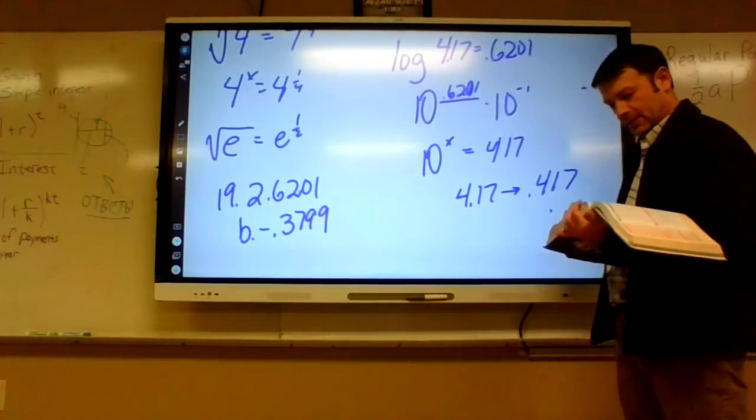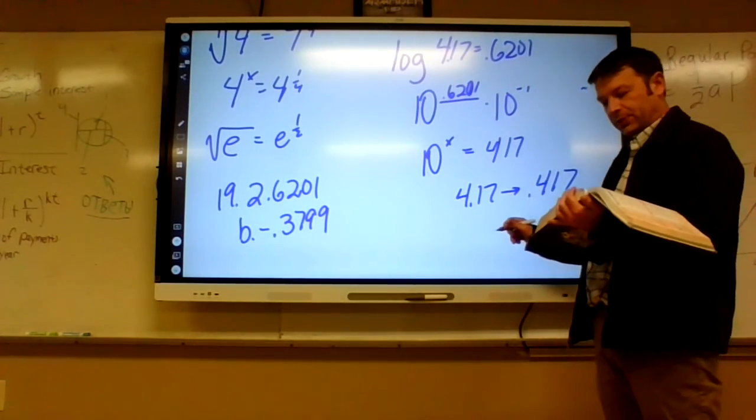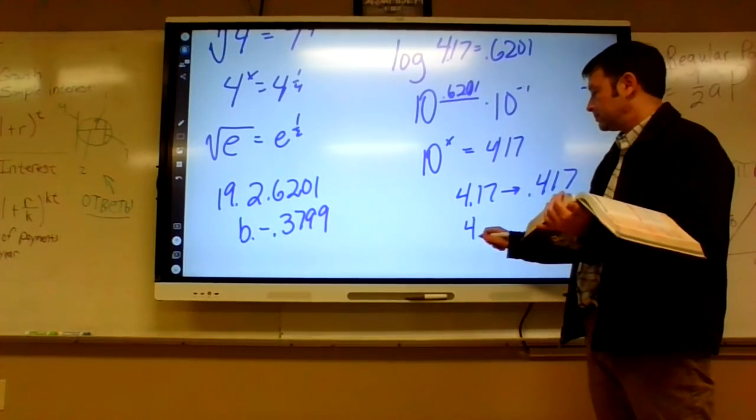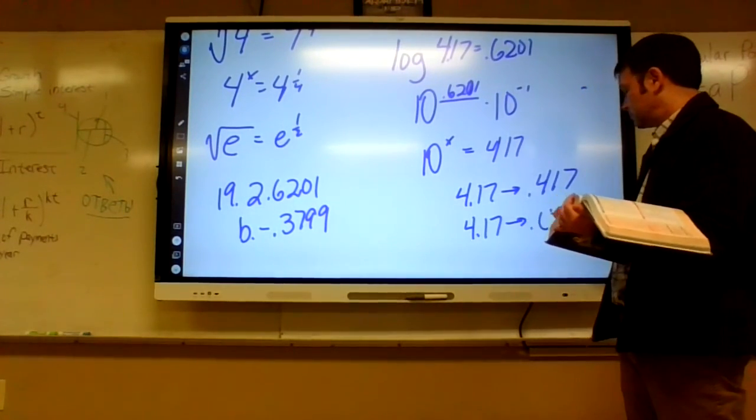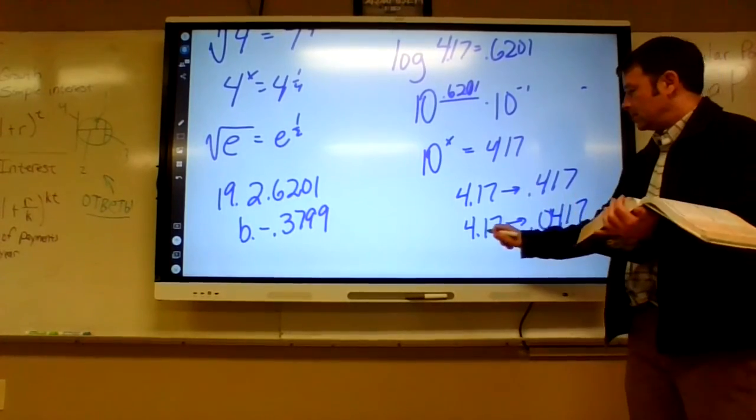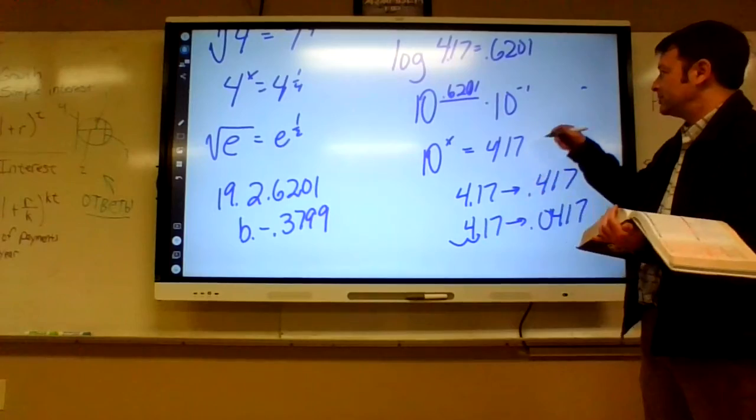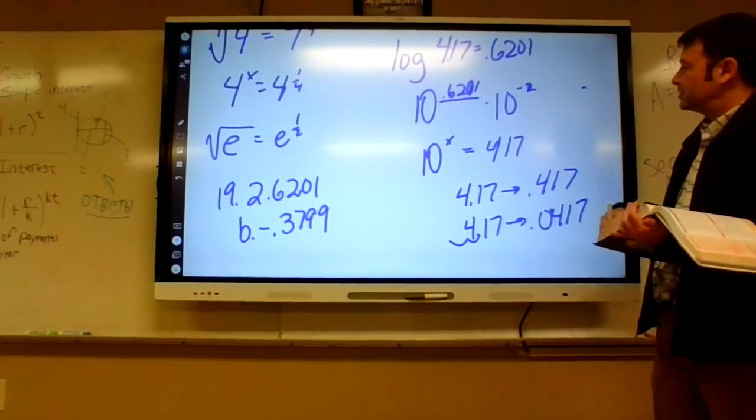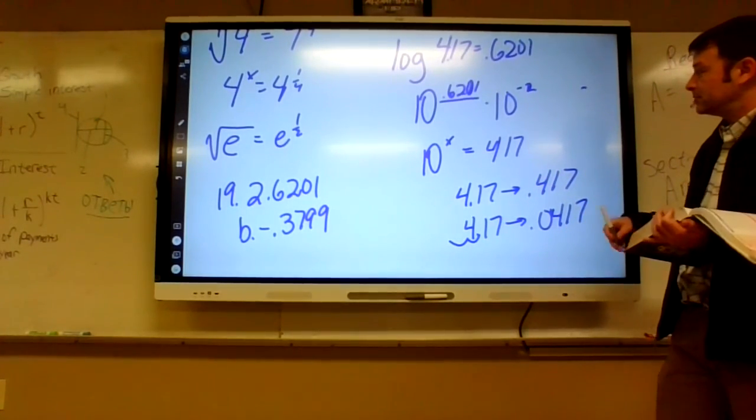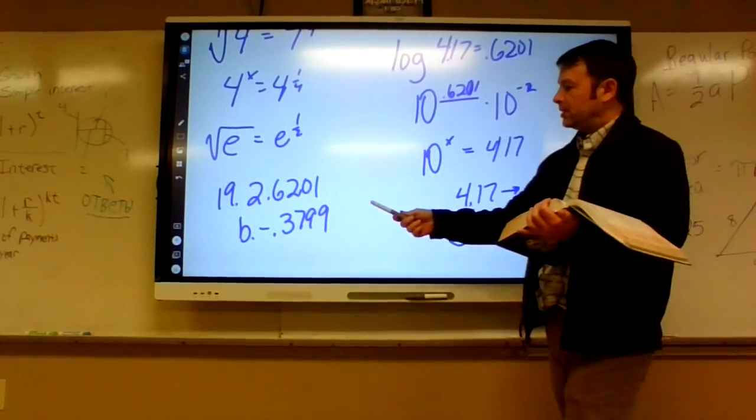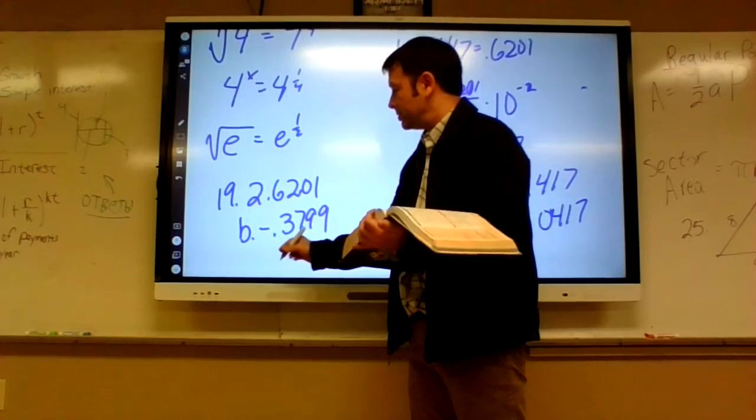Okay. And the last one, how do we change 4.17 into 0.0417? -2. Yeah, we gotta go backwards twice, divide by 100 basically, or times 10 to the -2, moves it backwards twice. So basically it's this minus 1.